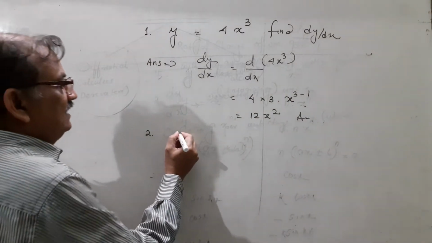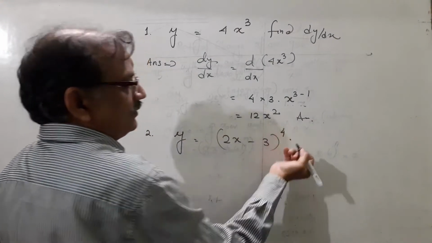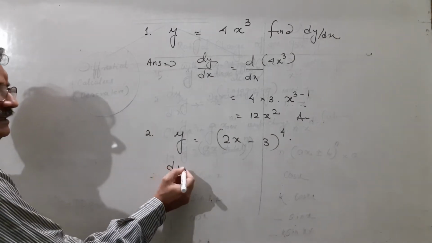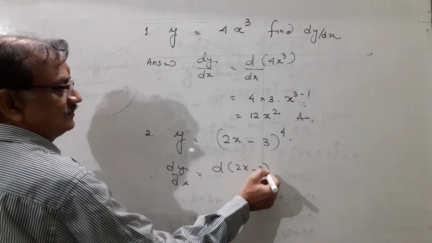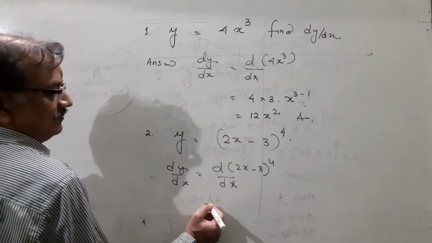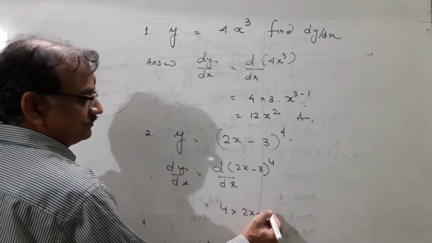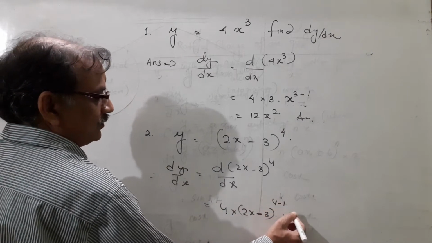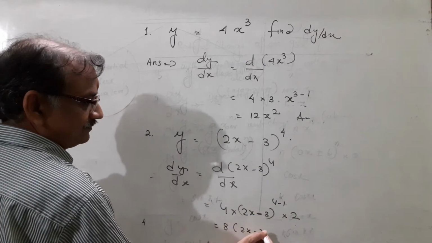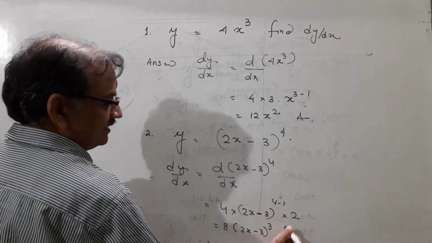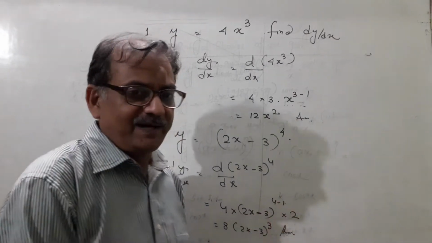Right? Suppose y is equal to (2x plus something) to the power 4. Then dy by dx is equal to the derivative of that. Then go for the same formula: 4 into (...) to the power of 4 minus 1 into 2. This coefficient is again multiplied, getting 8 into (...). No need to solve further, just write this down.